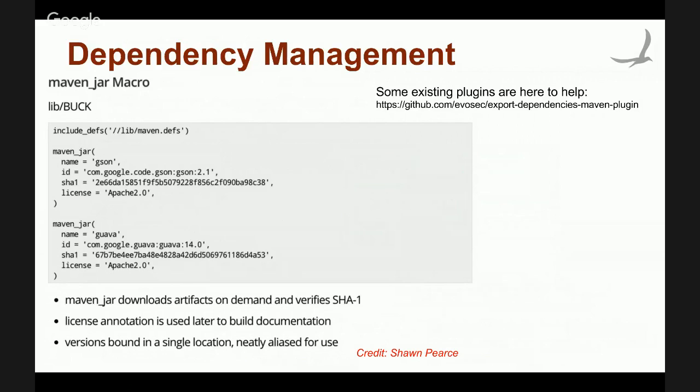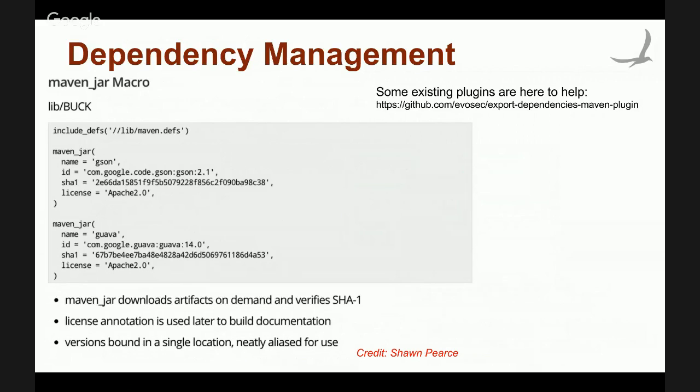So one other thing is that Buck doesn't explicitly manage dependencies. Buck just manages build rules. And so in order to get dependencies from the internet and other things, you have to explicitly name them all as effectively targets that can then be depended on in your other build rules. There are some existing plugins that will scan through Maven projects, search out all the dependencies, and then generate things like you see on the left.